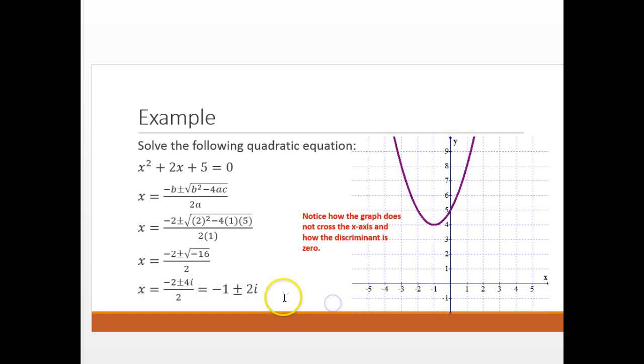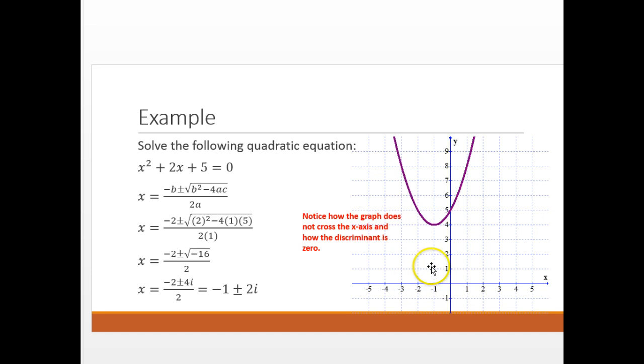Now, how do we graph these? Well, we can't graph these on the regular xy coordinate system. But it doesn't really matter, because if I look at the graph of y equals x squared plus 2x plus 5, notice it does not cross the x-axis. Okay? And again, there are no real solutions, which corresponds to this.